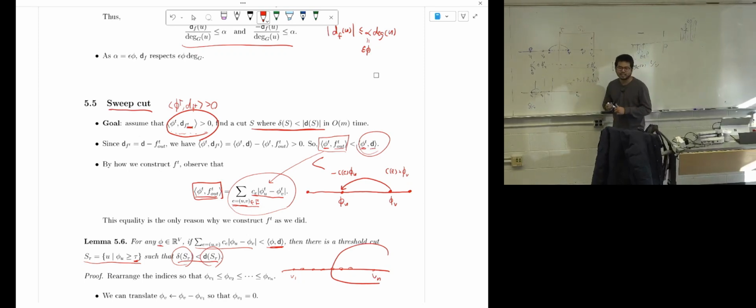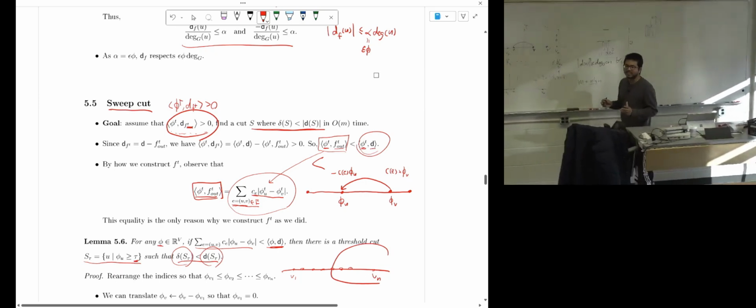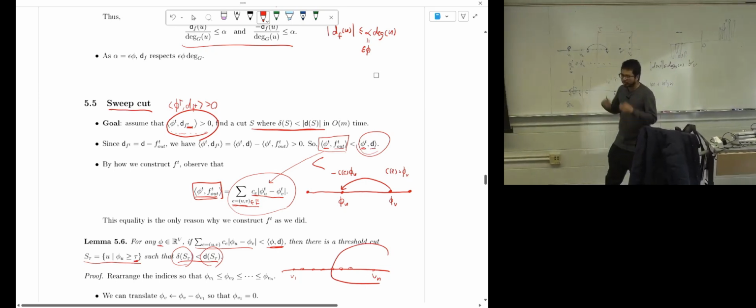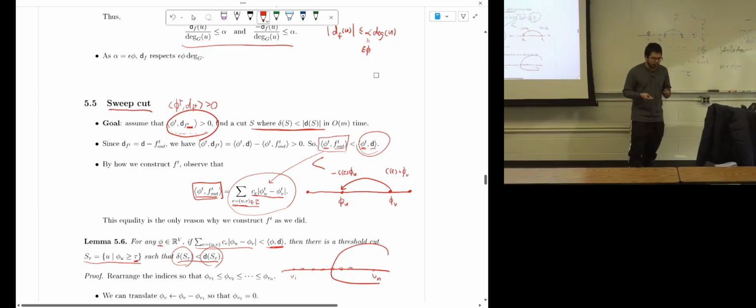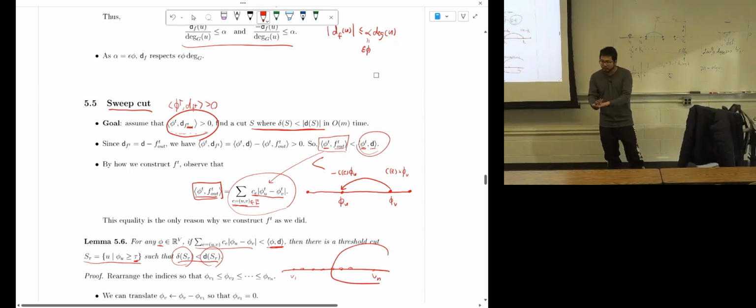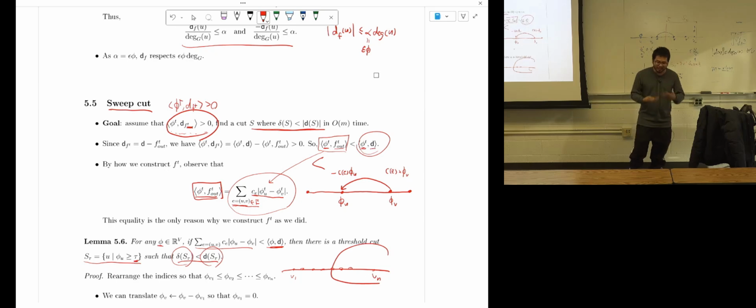Okay. All right, so that's basically it for expanders. We now basically can solve almost route on expanders. And you saw that if we can solve almost route, you can solve route. You can solve approximate max flow just by repeating almost route log n times.